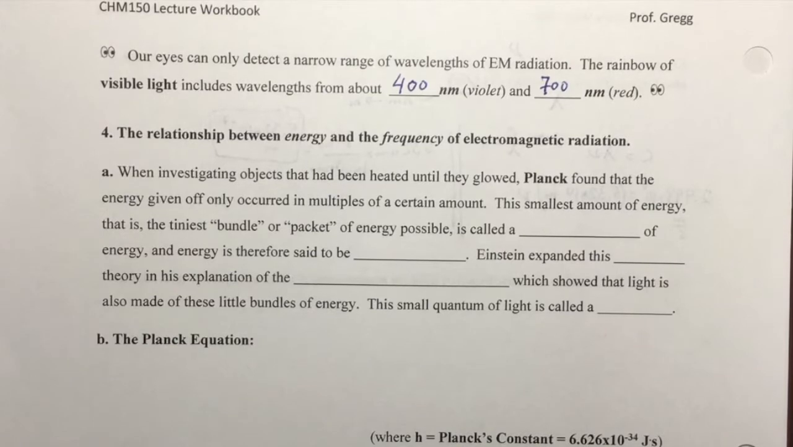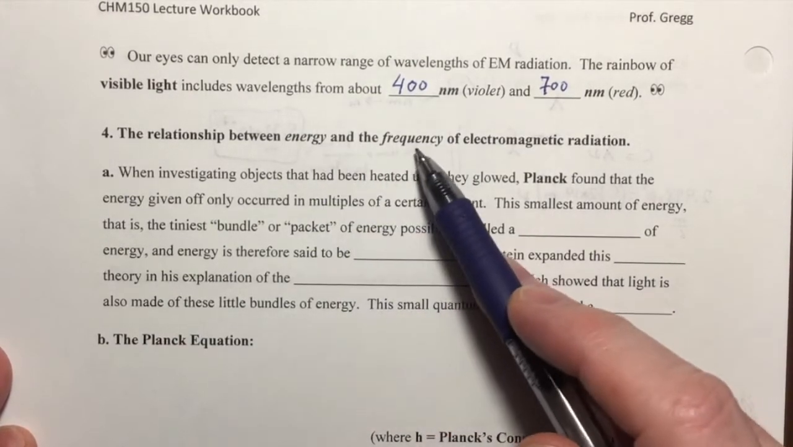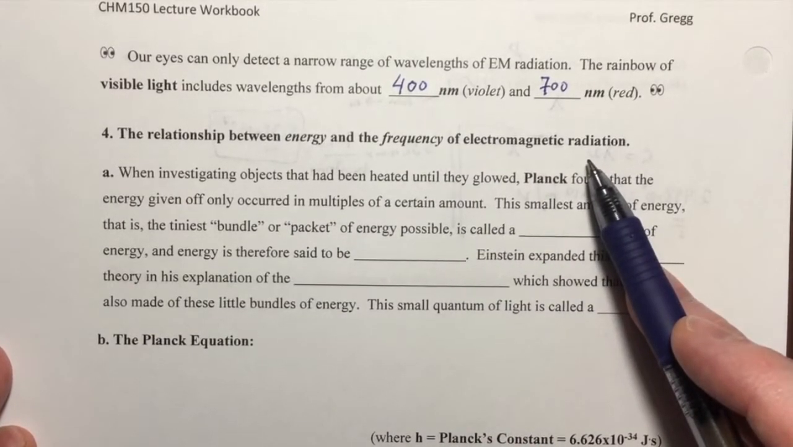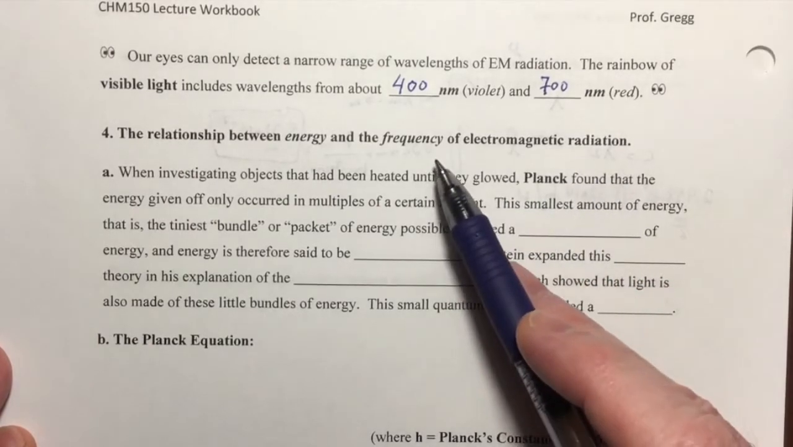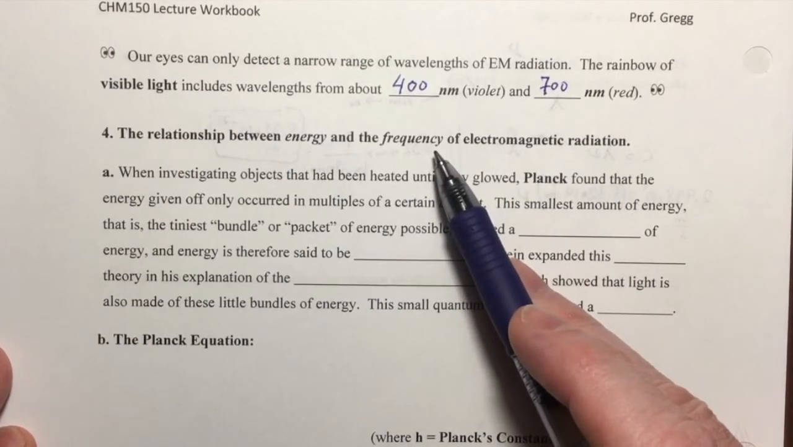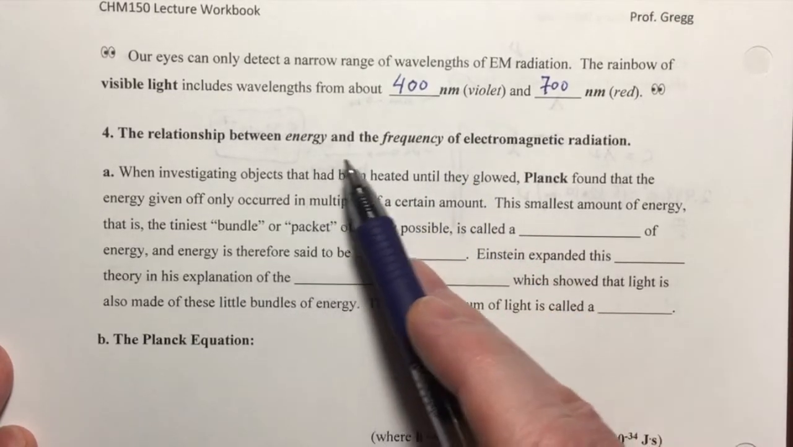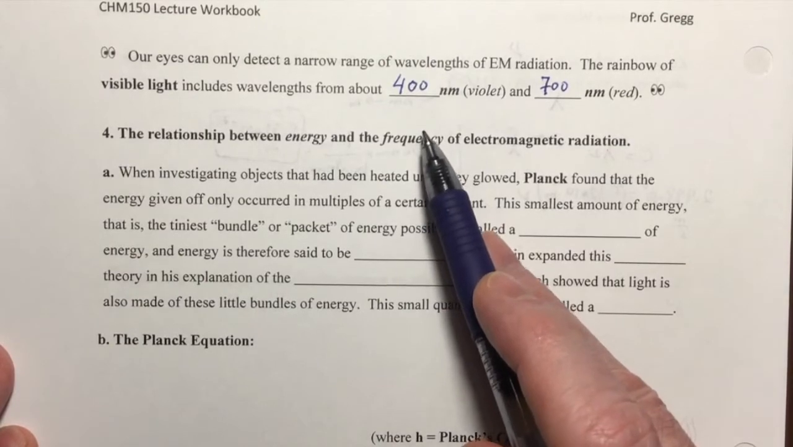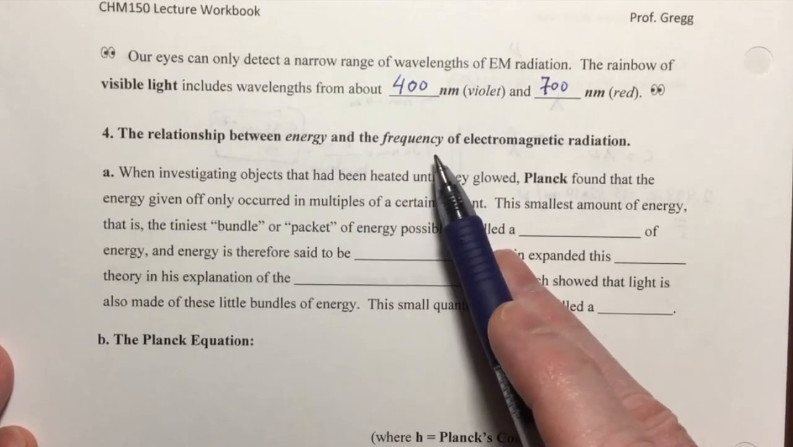Welcome back, students. In this video, we're going to explore the relationship between energy and frequency of electromagnetic radiation. So far, we've talked about how wavelength and frequency are inversely related. That is, as wavelength increases, the frequency decreases, and vice versa. And in the previous video, I mentioned how energy and frequency are directly related. So as frequency increases, the energy of electromagnetic radiation also increases.